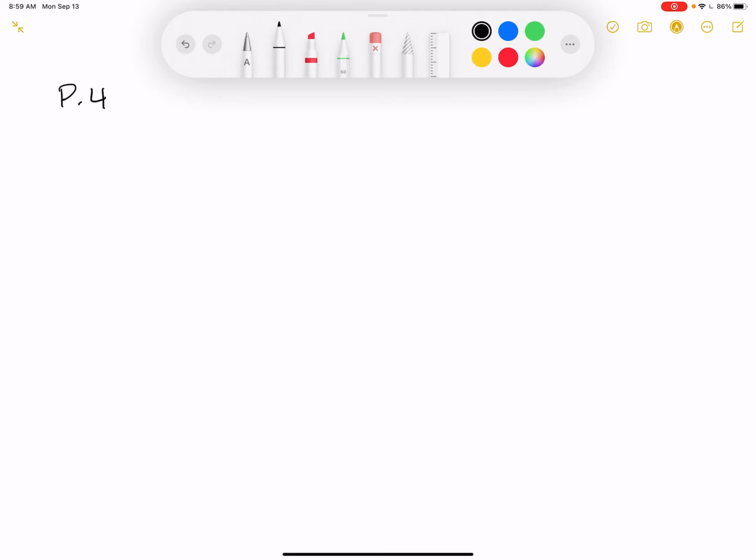All right, P4, lines in the plane. So basically, this is just a whole bunch of graphical forms and what they look like is really all these notes are going to consist of.